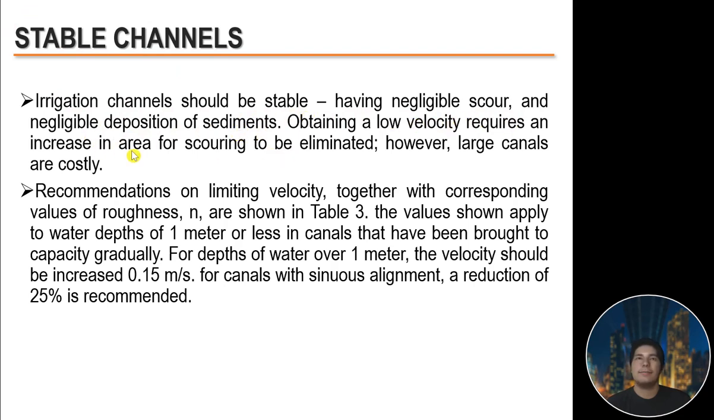Obtaining a low velocity requires an increase in area for scouring to be eliminated. However, large canals are costly. So the recommendation on limiting velocity together with the corresponding value of roughness n are shown in Table 3. The values shown apply to water depth of 1 meter or less in canals that have been brought to capacity gradually. So for a depth of canal over 1 meter, bali kung greater than 1 meter, the velocity should be increased by 0.15 meter per second. And for canals with sinuous alignment, meron siyang parang meandering effect, a reduction of 25% is also recommended.